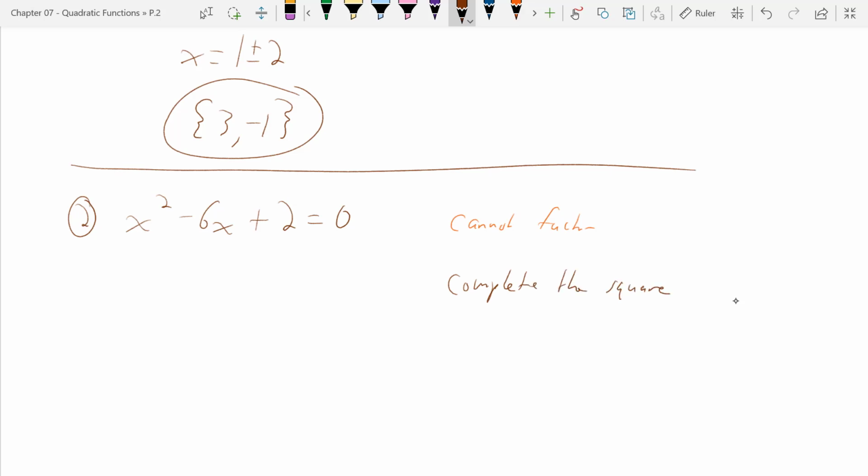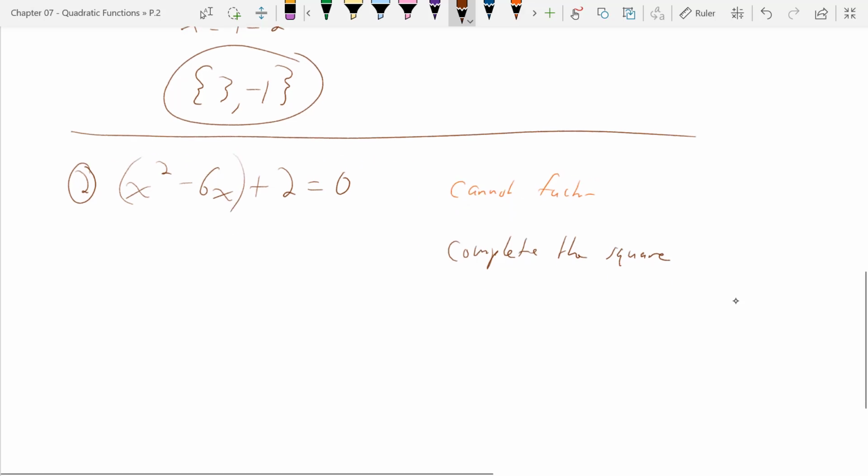Which means I'm going to look at the x squared and the negative 6x and decide I want to group those together and keep everything else a little bit separated. So we're going to have it be x squared minus 6x, and I'm going to move the 2 over to the other side.